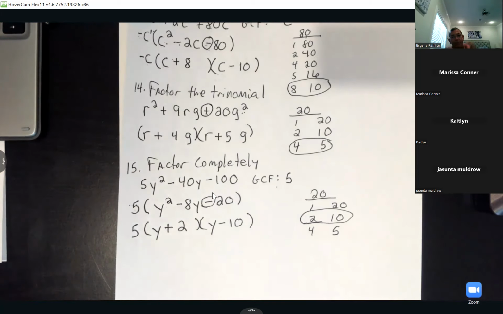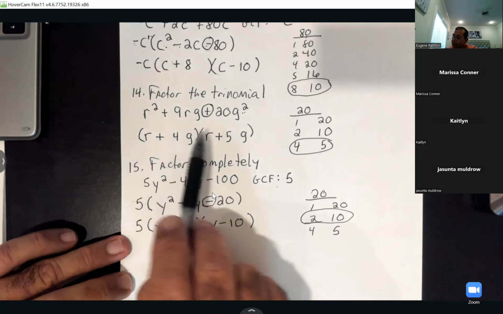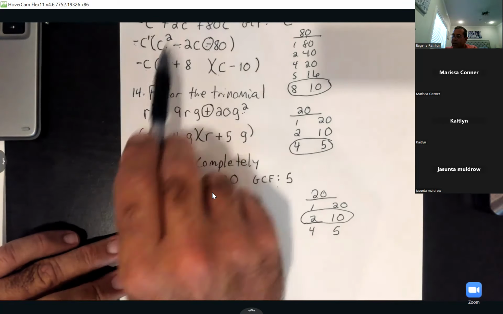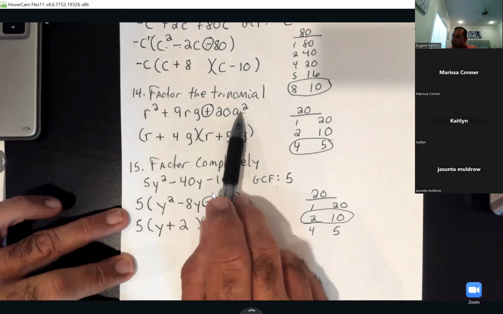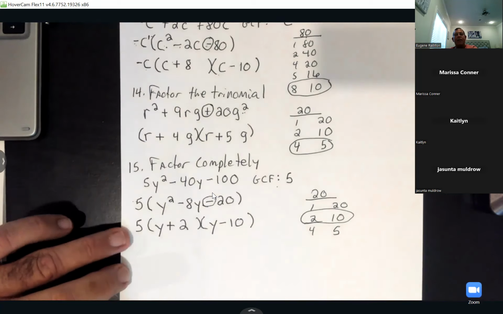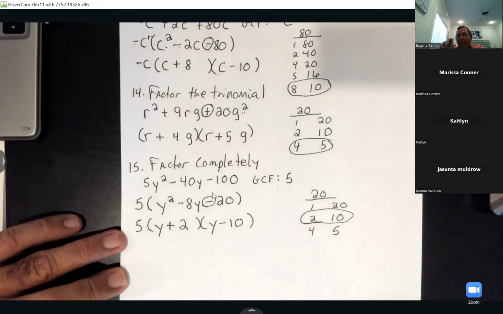So that's what you got to check on when you're done: do I have enough of that variable down here? Like up here, I had the C cubed, I had 3 C's. Here I had an R squared, 2 R's, a G squared, 2 G's. So those exponents sort of tell you how many of them variables you need when you're done, okay?